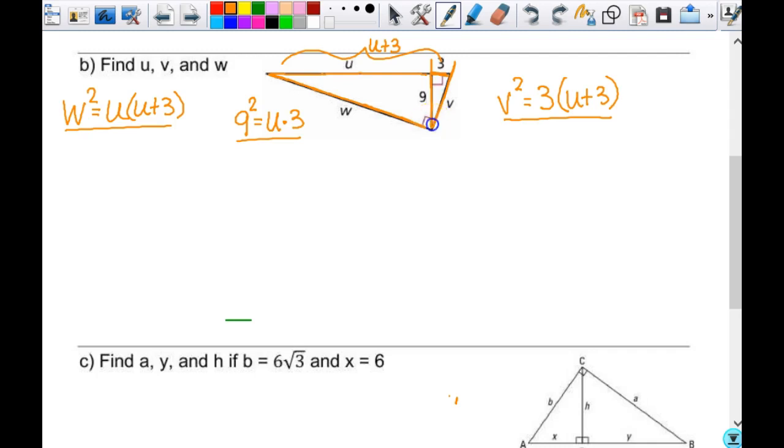Because the 9 is the altitude, right? And so it cuts it into two pieces. So the rule is for the altitude squared is equal to just the two pieces multiplied together. It's whatever pieces it touches.